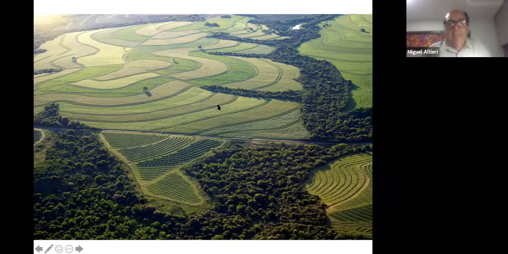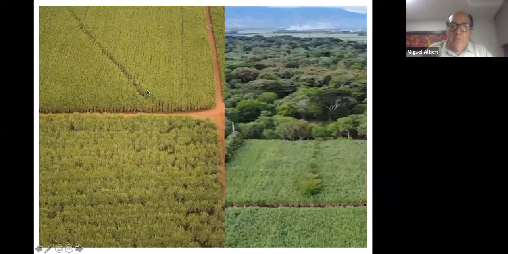So that's basically the idea, the approach that we take in order to transform these monocultures. This is, for example, sugarcane here in Colombia. There's a farm in the midst of the sugarcane growing area that has forest and also corridors of different plants penetrating into the sugar fields and enhancing their biodiversity.